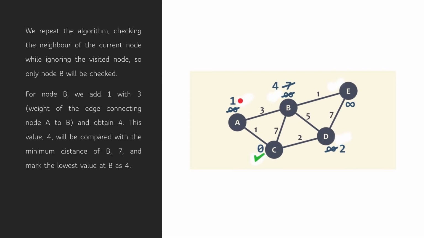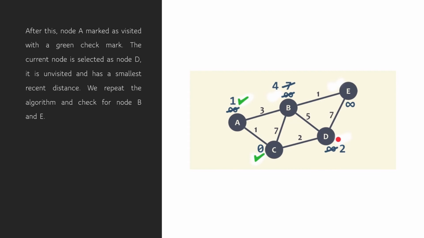We repeat the algorithm, checking the neighbors of the current node while ignoring the visited node, so only node B will be checked. For node B, we add 1 with 3, the weight of the edge connecting node A to B, and obtain 4. This value 4 will be compared with the minimum distance of B, 7, and we mark the lowest value at B as 4. After this, node A is marked as visited with a green check mark.